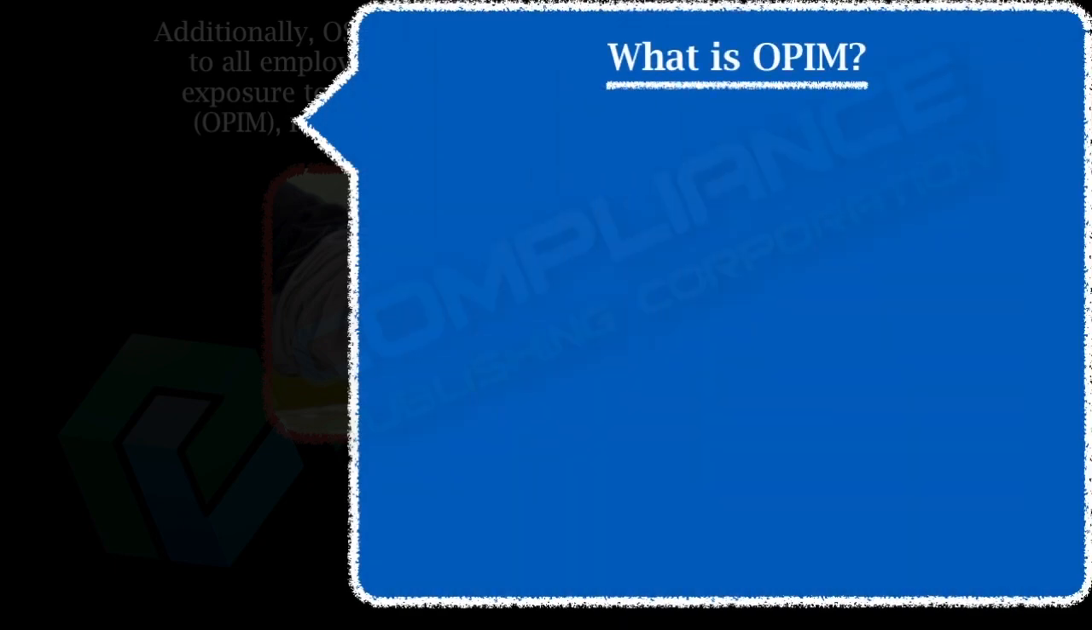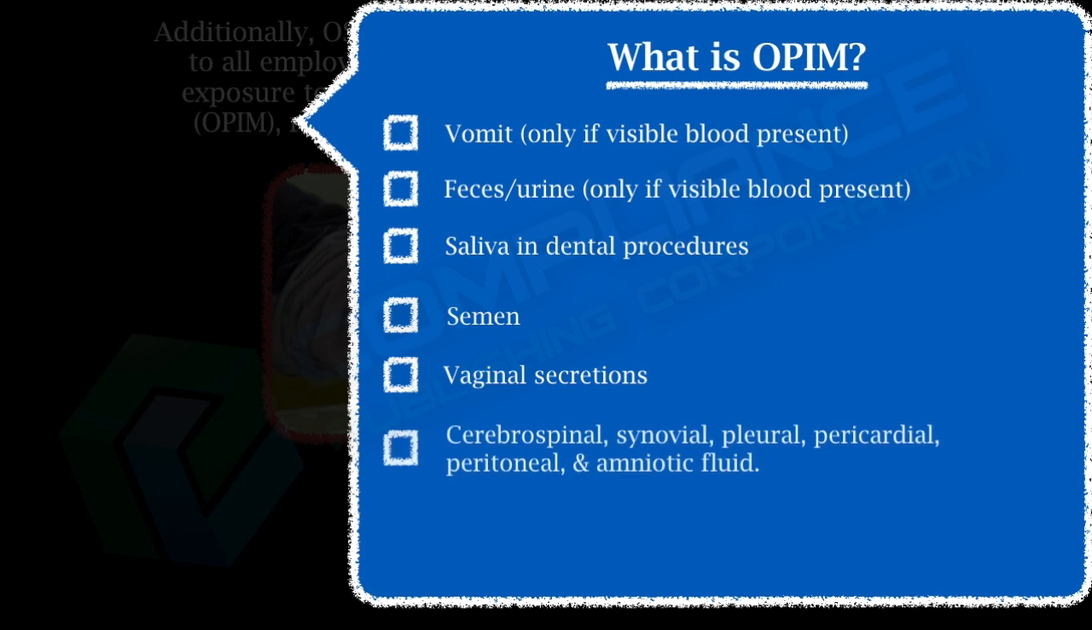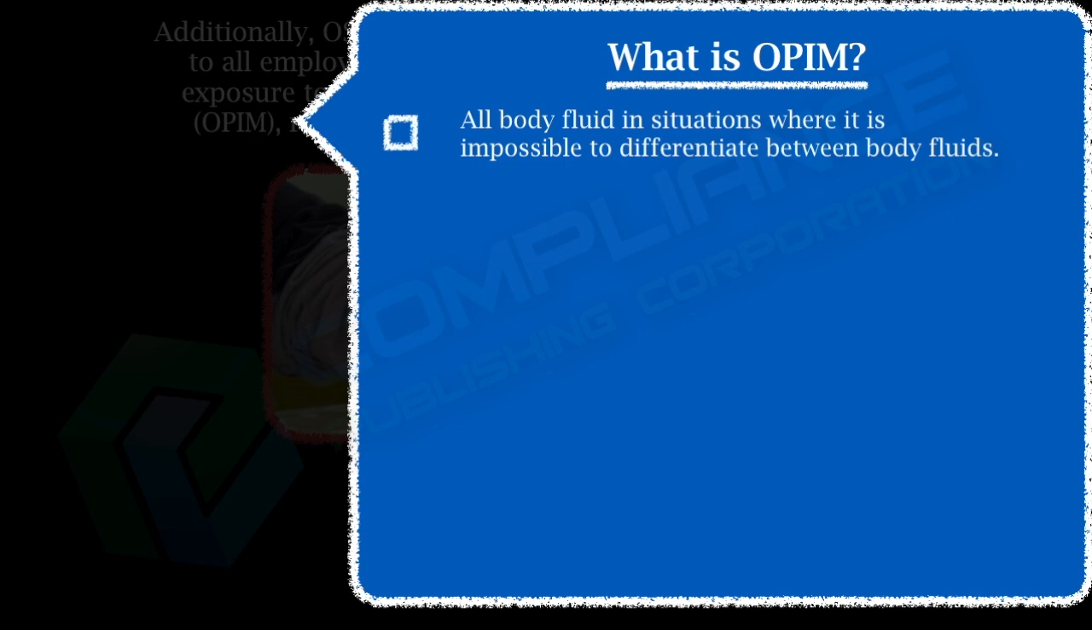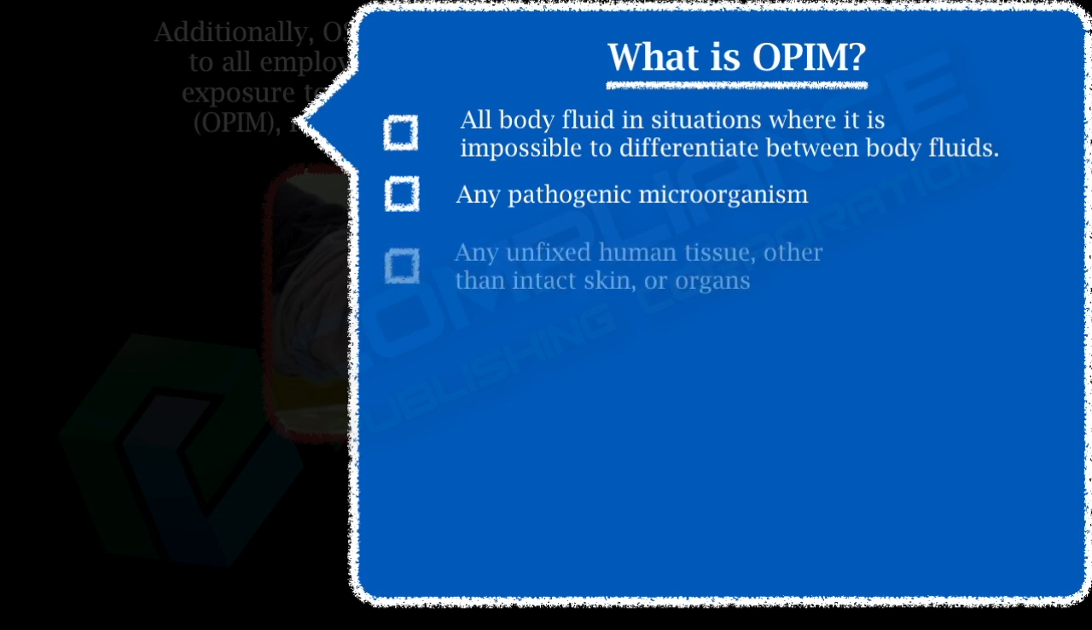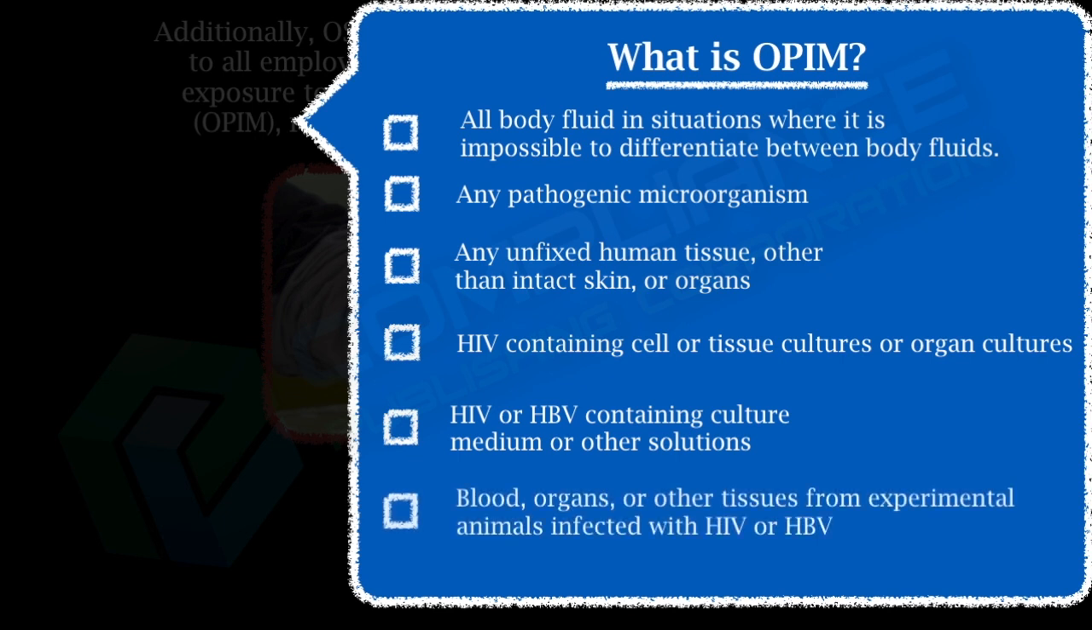Other potentially infectious materials. This list includes vomit, only if visible blood is present; feces or urine, again only if visible blood is present; saliva in dental procedures; semen; vaginal secretions; cerebrospinal, synovial, pleural, pericardial, peritoneal, and amniotic fluid; body fluids visibly contaminated with blood; all body fluid in situations where it's impossible to differentiate between body fluids; any pathogenic microorganism; any unfixed human tissue other than intact skin or organs; HIV containing cell or tissue cultures or organ cultures; HIV or HBV containing culture medium or other solutions; blood, organs, or other tissues from experimental animals infected with HIV or HBV.